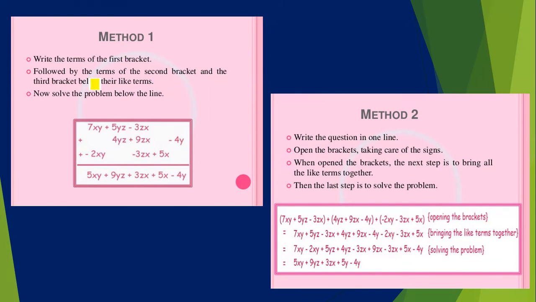In method 1 you have to arrange the terms, right? Then write the terms of the first bracket, followed by the terms of the second and third, as the question is given. Now solve the problems. While you add the expressions, signs won't be changed, because it's a case of addition, and if you do the subtractions, the sign would be changed. So method 1 is the column method, and method 2 is the row method. In method 2 you have to arrange all the expressions in a row, then arrange according to like terms, then solve the problems, and you'll get the answer.